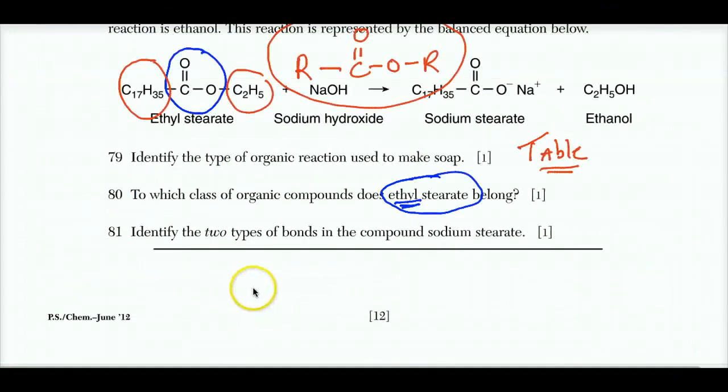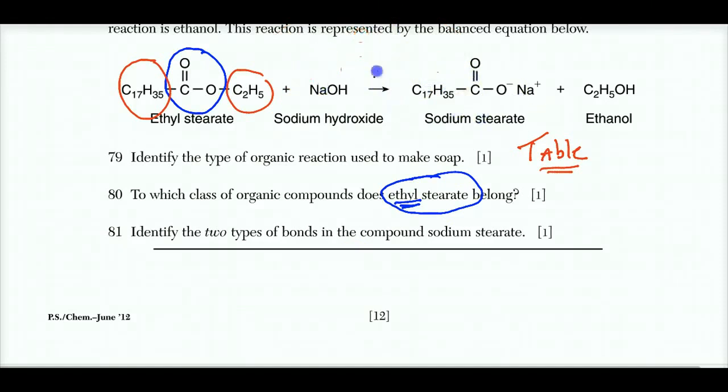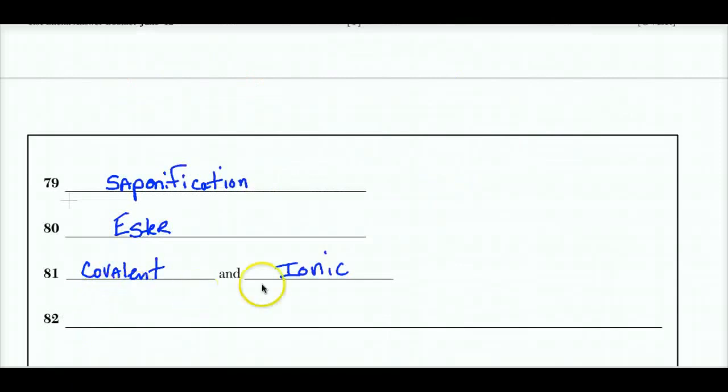Number 81, identify two types of bonds in the compound sodium stearate. So sodium stearate, right here. Now you could say a couple of different things. It's a pretty vague question, but you could say single bonds, you could say double bonds, you could say covalent between the C and the O, sharing electrons, but ionic between the negative O and the positive ion. Those are the best ones that I could think of. So covalent, ionic, but again, you could go polar, you can go double or single bonds. This is the best answer, I think.